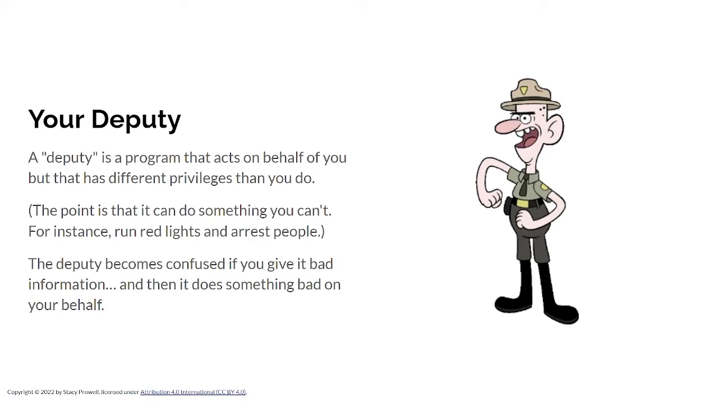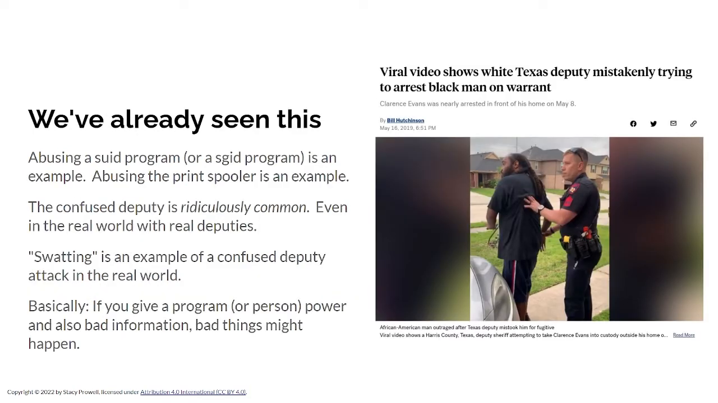The confused deputy is everywhere. It's in the physical world, and not just in the computer world. We've already seen this. An SUID program or an SGID program, a little less common, but they definitely exist. Usually directories are SGID, is an example. Abusing the print spooler was an example, right? The print spooler has special capabilities. We were able to abuse the print spooler to get it to install DLLs and run those DLLs for us when we shouldn't really be able to have done any of that. But this print spooler acted as a deputy, became confused, and allowed us to do that.